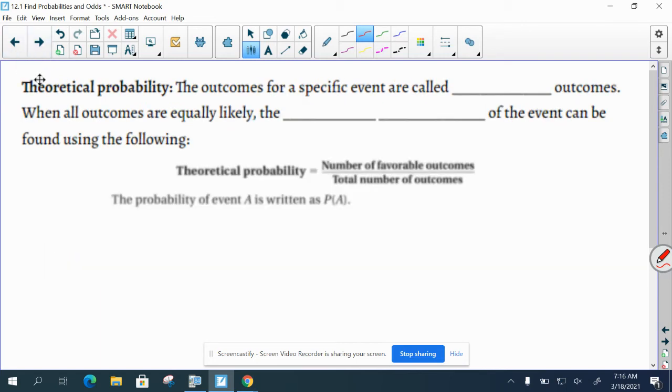Okay, so there's a thing called theoretical probability and experimental probability. Theoretical probability is the outcome for a specific event. So we would call that a favorable outcome. Is the type of outcome that we want to happen. When all outcomes are equally likely, then the theoretical probability of an event can be used. So we just take the number of favorable outcomes divided by the total number of outcomes.